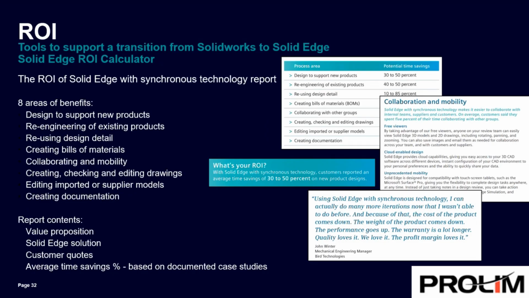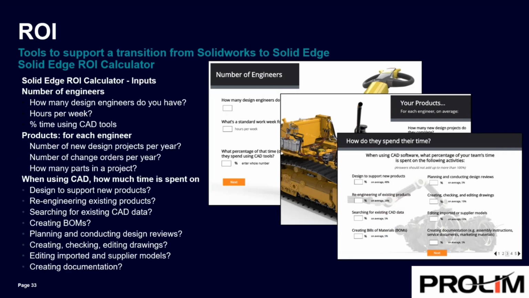It's looking at 8 KPI zones that you can track and confirm your ROI. It's going to look at the design to support new products, the time it takes to re-engineer existing products, reusing design details, how long it takes to create bills of materials, collaborating and mobility, creating, checking, and editing drawing files, editing imported and supplier models, and then creating documentation. So those are the pillars, the 8 zones that it's looking at to base this ROI. And then just looking at the interface of this ROI.